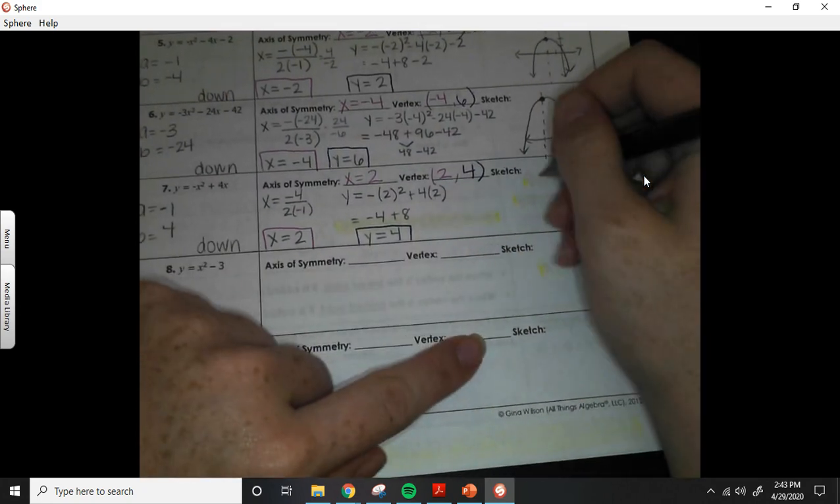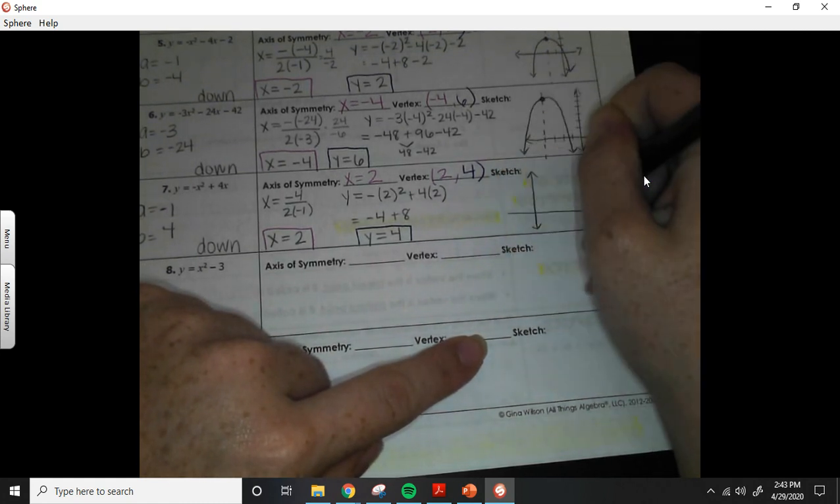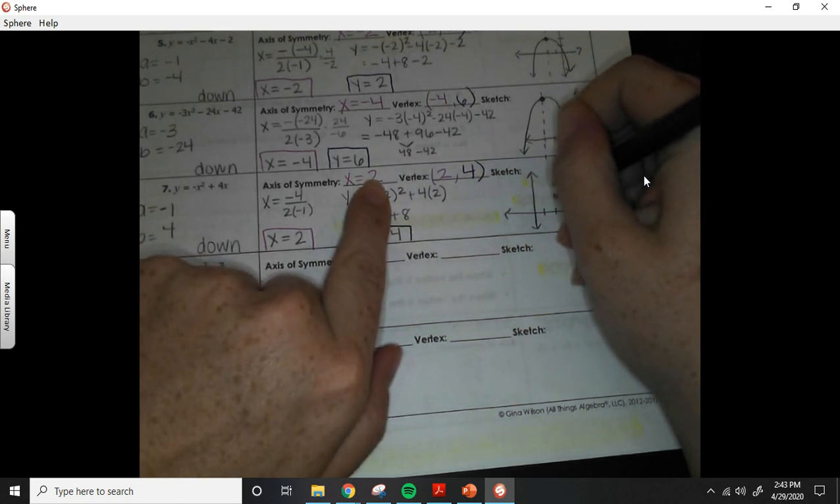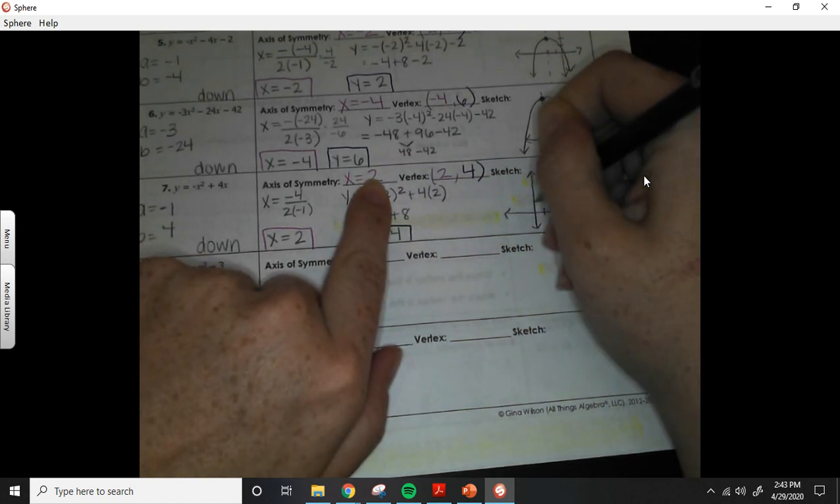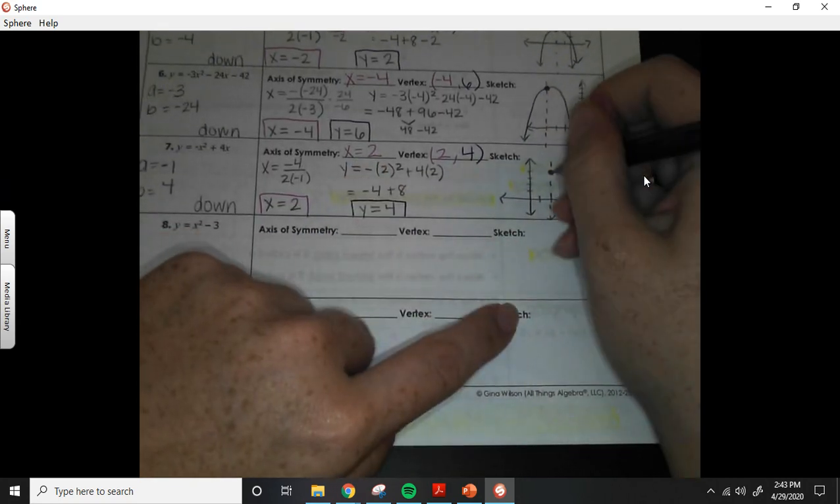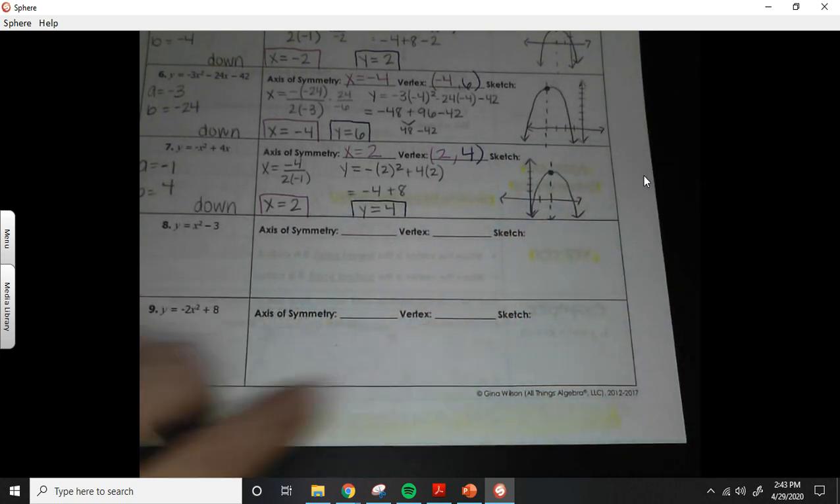Sketch. This is positive, quadrant 1. So x equals 2. Draw your axis of symmetry. And then 1, 2, 3, 4 is where our vertex hits it. So this is opening down. There's your sketch.